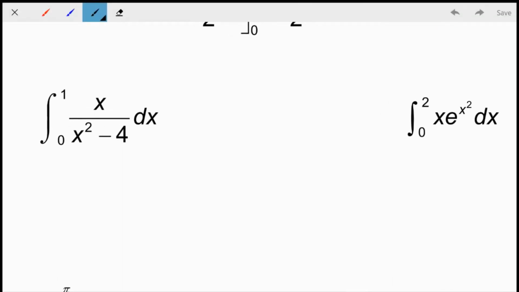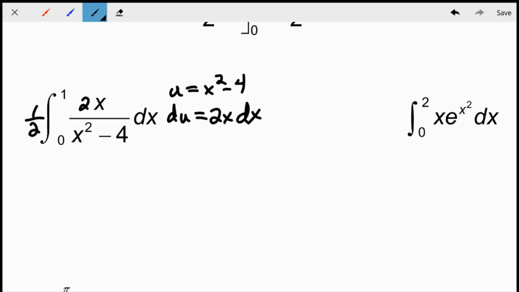Here I've got x over x squared minus 4 integrated from 0 to 1. I'm going to say my u is x squared minus 4. And remember, I didn't just jump into that. I want to think about, okay, if I choose x squared minus 4, is my du going to make sense here? In this case, I know that it does. So du would be 2x dx, and that means I need a 2 here and a 1/2 on the outside so I can do my substitution.